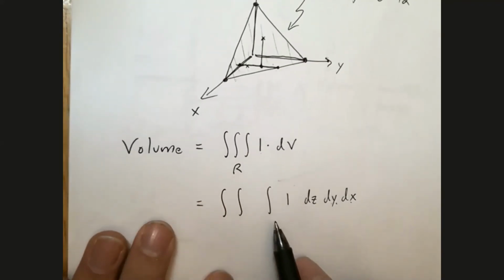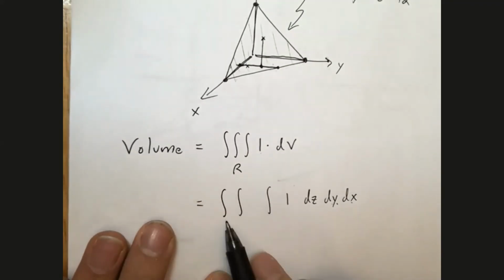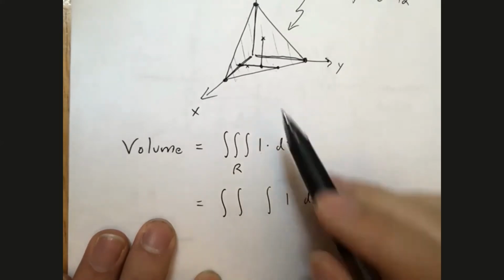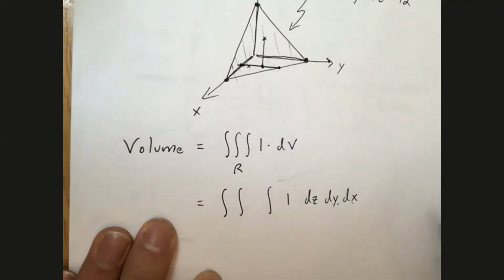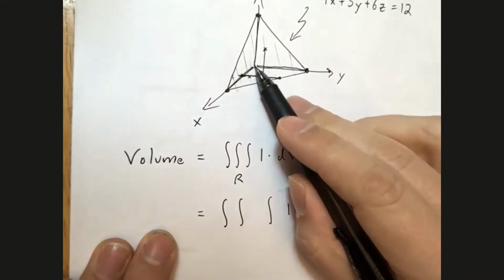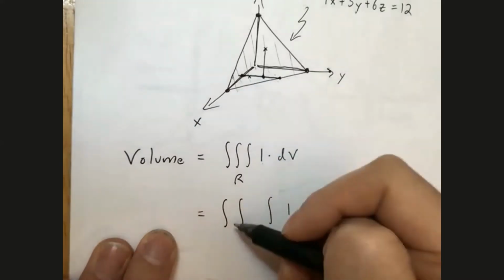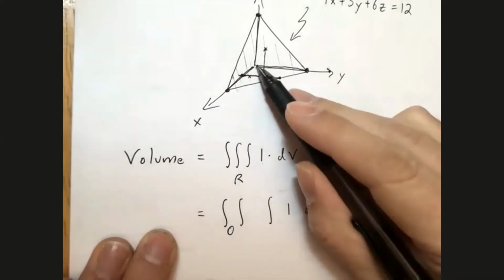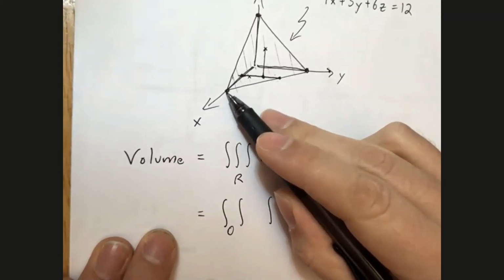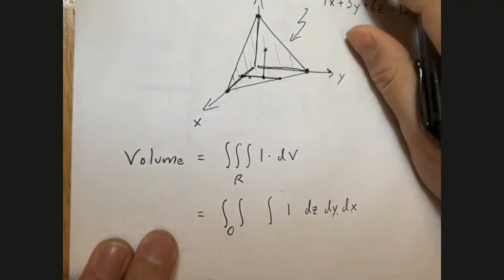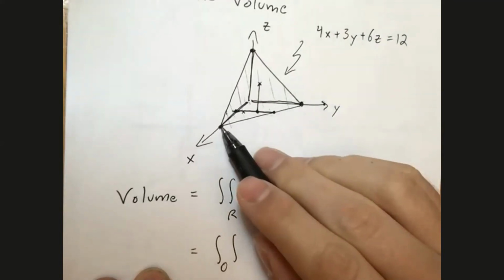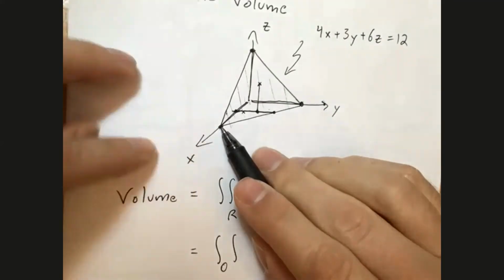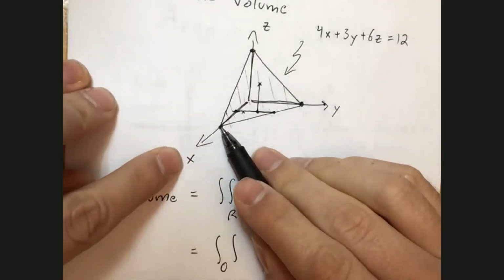Now, what are we going to put in these bounds? Well, x is the easiest. What values of x do I do this for? Well, I just have to figure out where I started from. Well, that's clearly x equals 0. And then I have to figure out where I ended at. So what is this point? Well, if I just look at it, I'm on the x-axis. So that happens when y and z are 0, right?